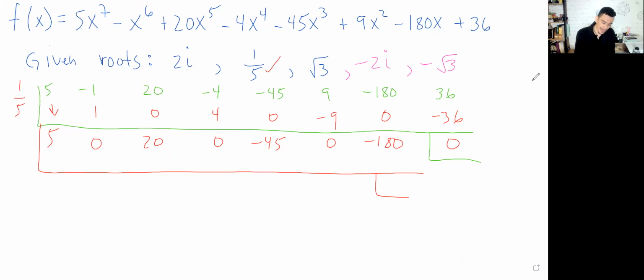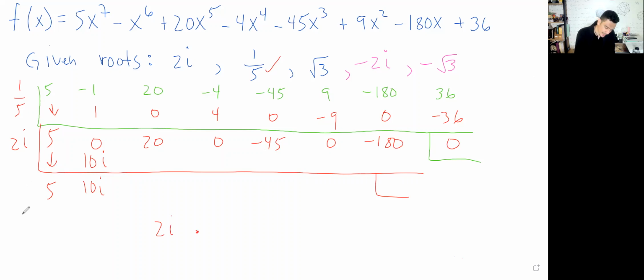Now let me try the next one. Let me go with 2i. So let me drop the 5. And now we're going to go with 2i. And so when you multiply 5 with 2i, you're going to get 10i. Plus 0 doesn't change anything. It's just 10i.